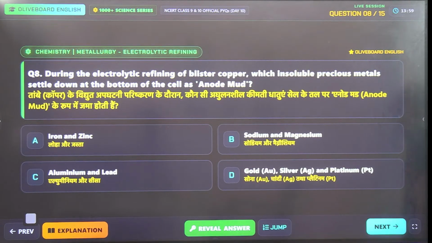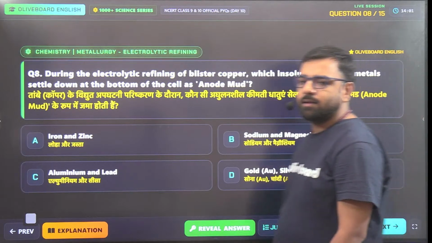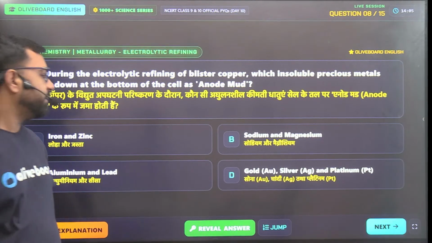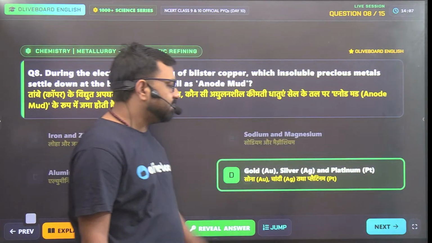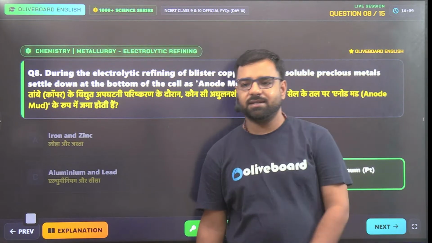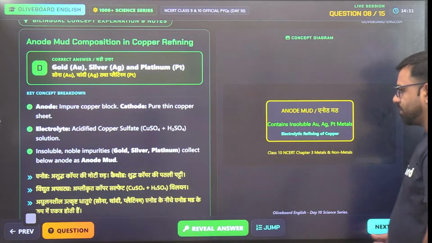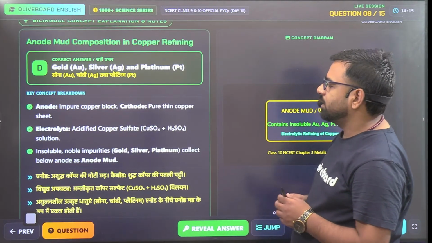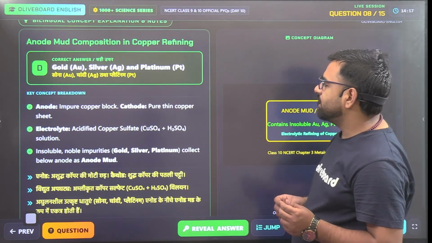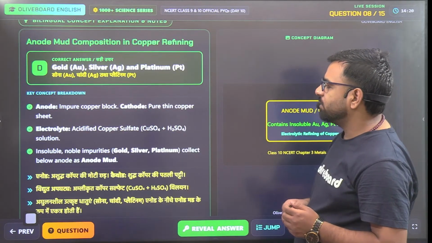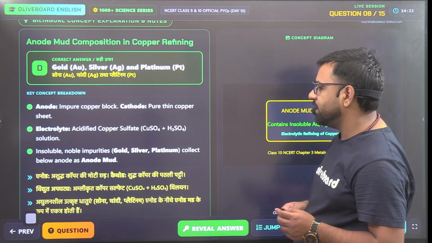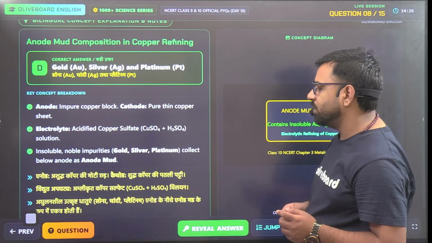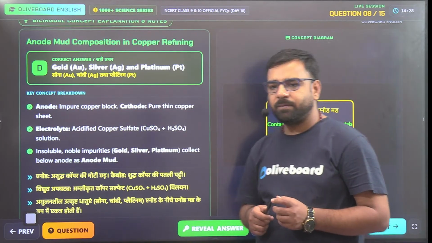Answer, please. You're going with C. Oh, no. This time, gold, silver, and platinum, these are the precious metals. And yes, they'll settle down. So, option number D is correct. Impure copper block at anode, pure thin copper sheet at cathode, electrolyte acidified copper sulfate, insoluble noble impurities like gold, silver, platinum, they collect below anode as anode mud. Fine. So, D is the correct answer.